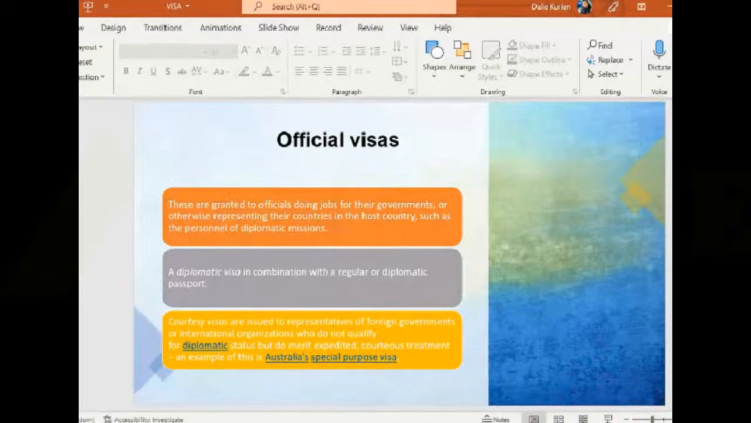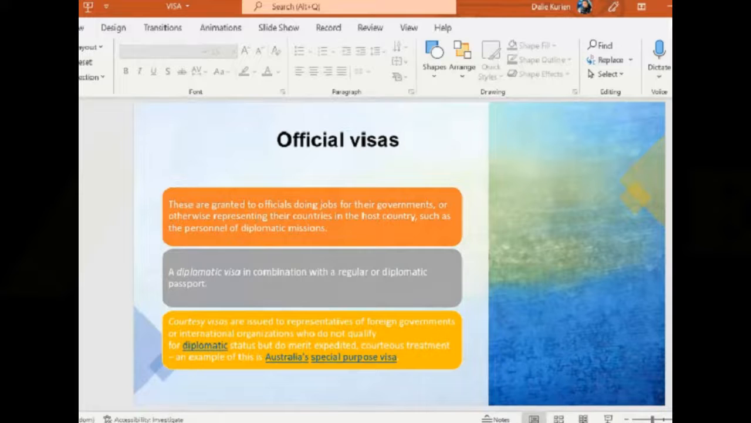Diplomatic purposes, to another country. For example, Mr. Modi would be given an official visa if he's traveling to the USA or anything of that kind. A diplomatic visa is combined with a regular or diplomatic passport. It can usually be valid with a regular passport, but we all know that for a diplomatic person, there is always a diplomatic passport.